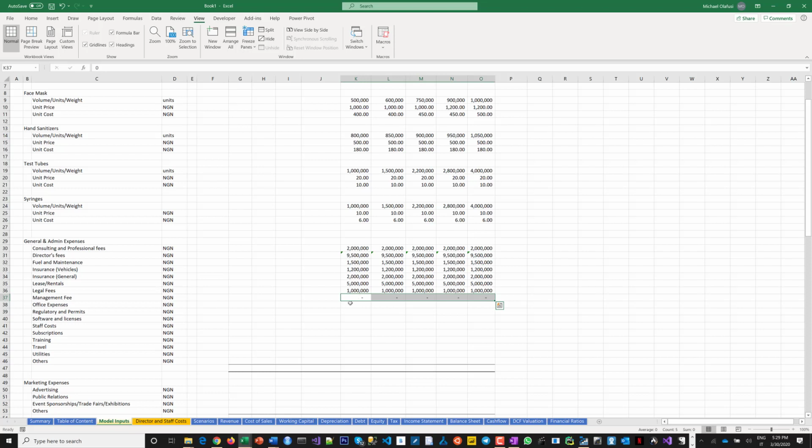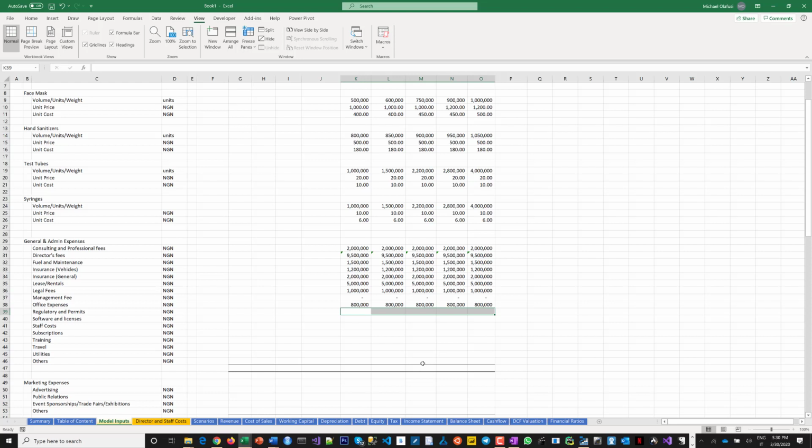There's no parent company wanting to charge some money per year to run the business. For office expenses, again, we're going to use some random figure here, but in reality, whoever you are modeling for should be able to give you these figures and explain them in a way that makes sense for you to know that these are reasonable figures.